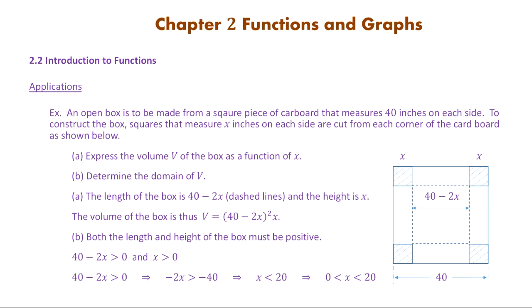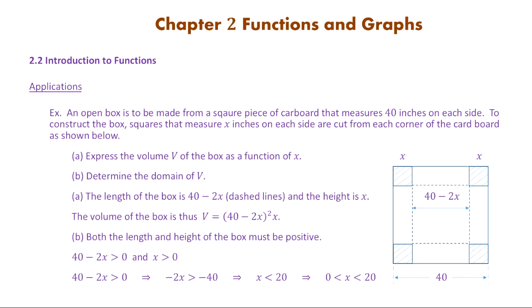That's the length and the width of the box, and then the height is just x, because that's the part you cut, and then you fold it up. So the height is x. So the volume is 40 minus 2x times 40 minus 2x, that's the square on the base, times the height x. So that's (40 minus 2x) squared times x.